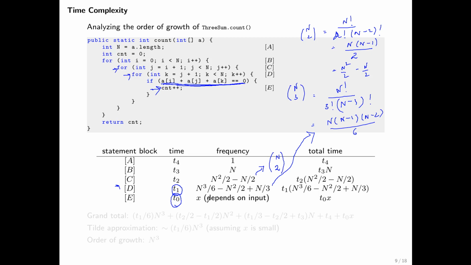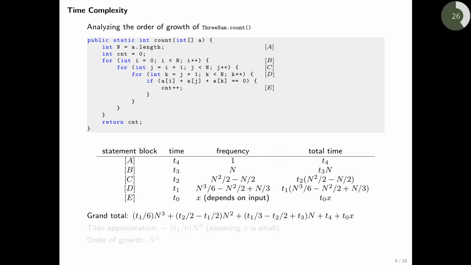So we simply write the frequency as x. We don't know what it is; that depends on the input. So the total time is t sub 0 times x. So what is the grand total then? The grand total is simply the sum of all these guys, which is what is shown here. This is sort of like your function g of n, which is a crazy function.